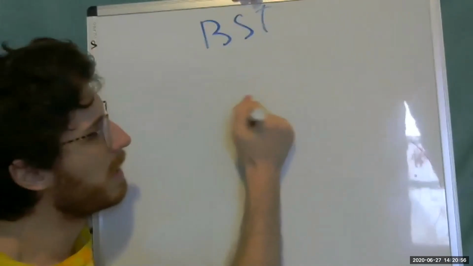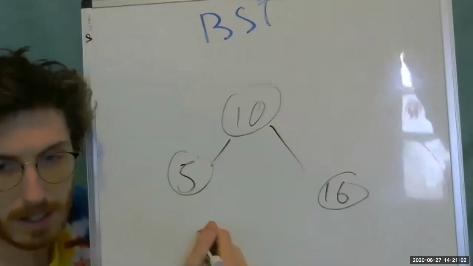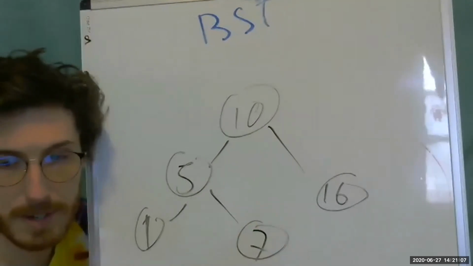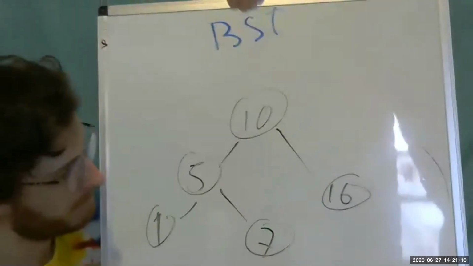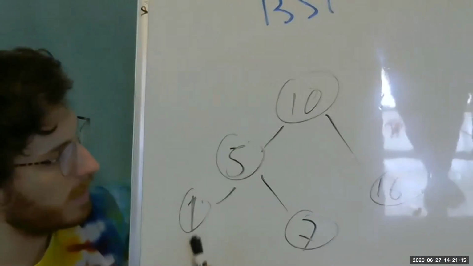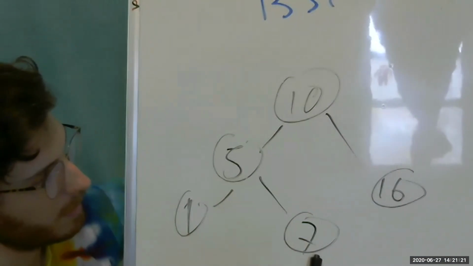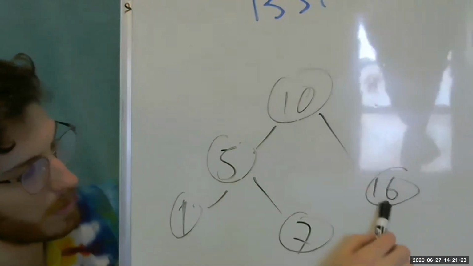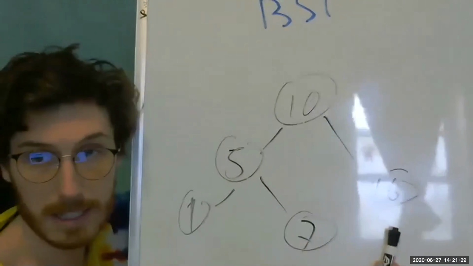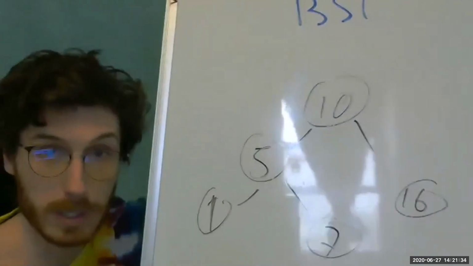So let's go back to our example where we had 10, 5, 16, 1, and 7, right? When we add this example, if you remember our in-order traversals, right, this would print in order. We'd go all the way down to the left. We'd look at the node, go to the right, look at the node, and then go to the right. So if we were to print this in order, we would have 1, 5, 7, 10, 16. So we're actually able to sort information, just like a sorted array, right?